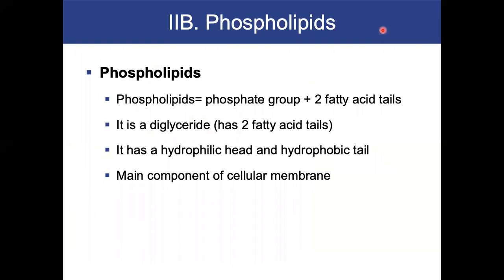Okay, phospholipids are the second category. Phospholipids, a phosphate group in a lipid. So a phosphate group with 2 fatty acid tails. It's a diglyceride. Di means 2, right? Diglyceride, 2 fatty acid tails attached to a phosphate glycerol. It has a hydrophilic head because it has a phosphate group, and the fatty acid tails are hydrophobic. What does hydrophilic mean? It's water loving. What does hydrophobic mean? Water fearing.